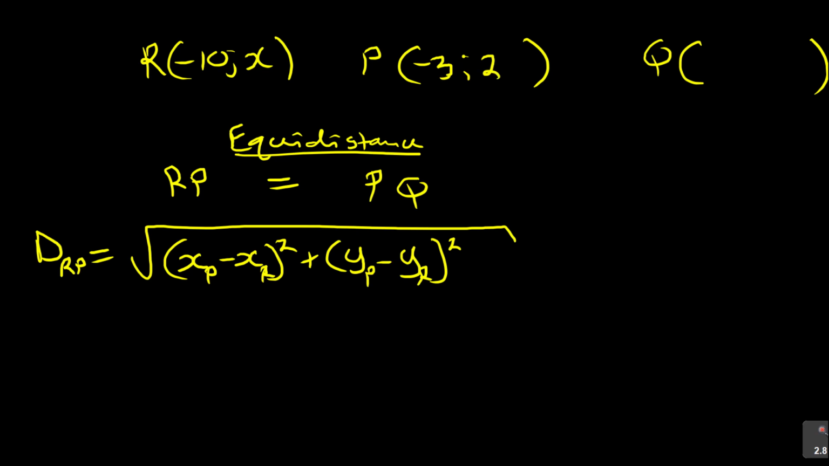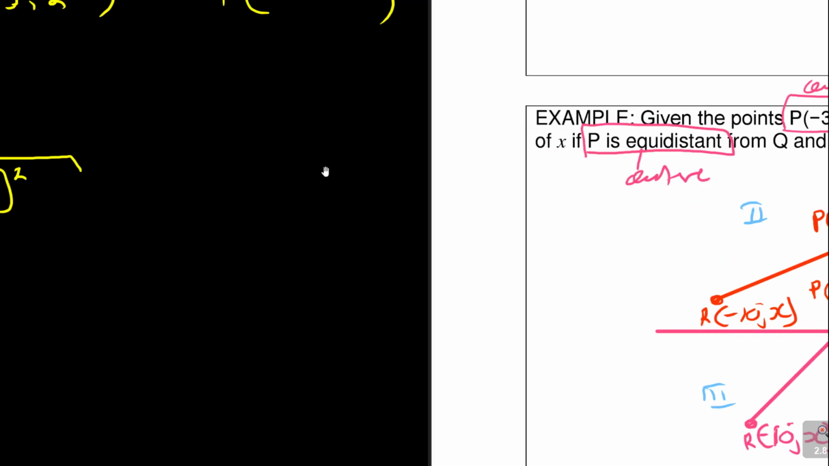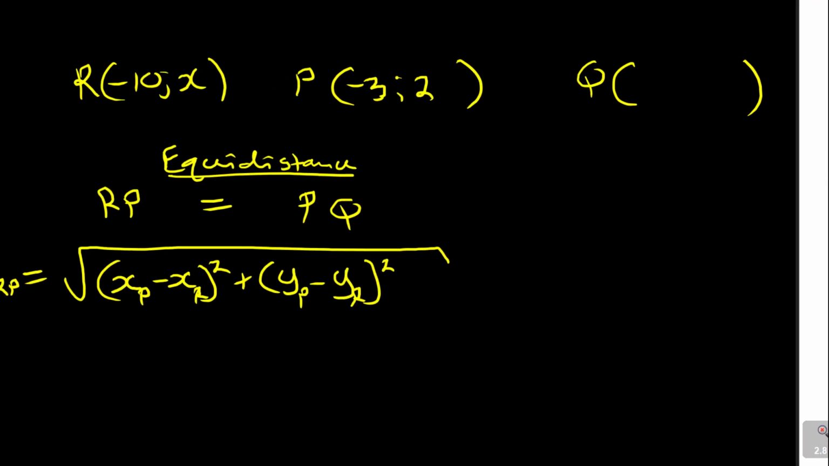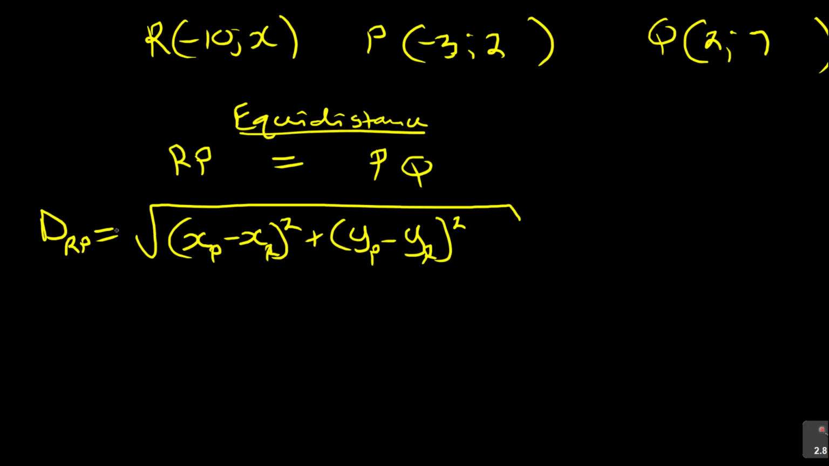And then what's the coordinates of Q? The coordinates of Q was 2, 7. Alright. So this is what you need to find some simple information here. So with this, we can find now the distance.